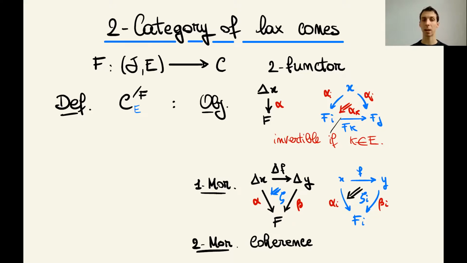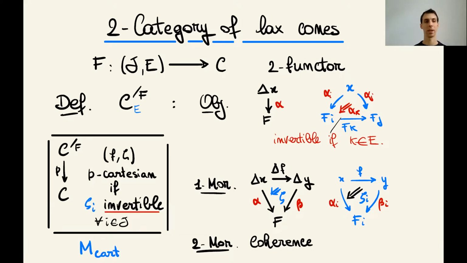The one-morphisms are some kind of modifications. They are morphisms of cones, if you want. And the two-morphisms are some kind of coherencies between these modifications. This slice, this category of lax cones over F, comes equipped with a canonical projection to C. And this two-functor, this projection, is some kind of fibration. And since it is a fibration, it makes sense to speak about Cartesian edges, Cartesian one-cells of the fibration.